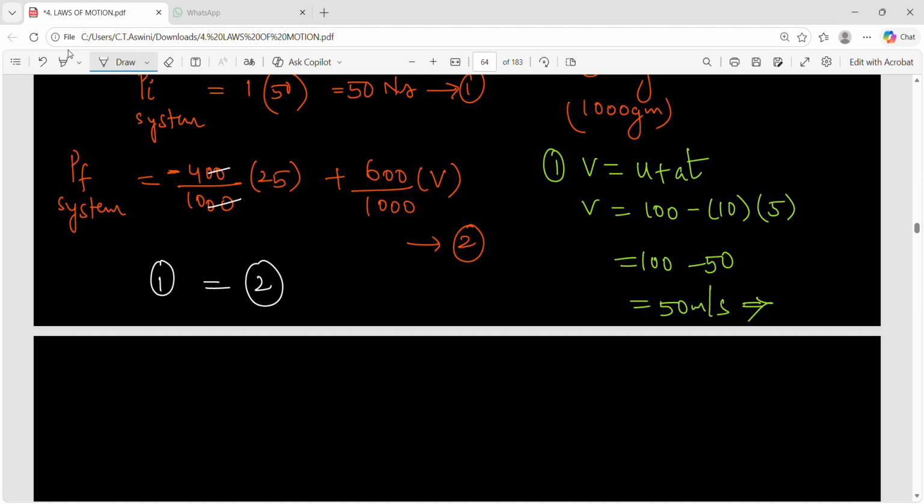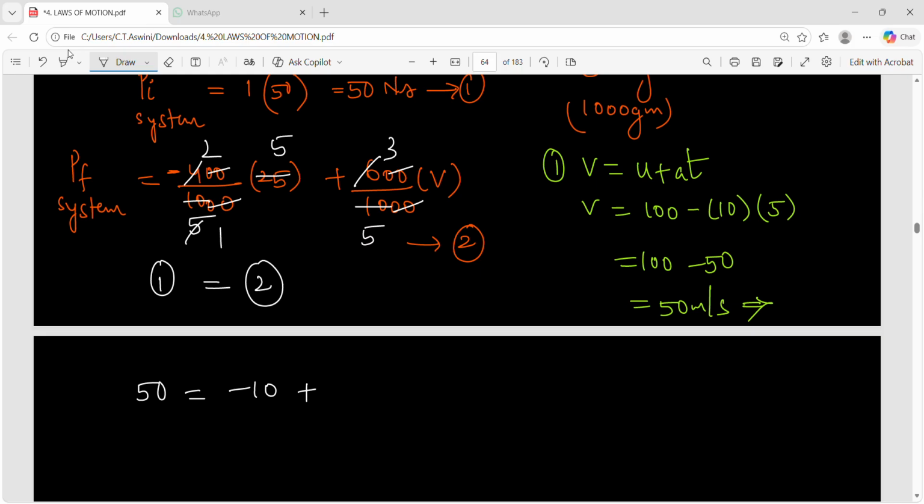Anything gets cancelled here. 2 zeros cancel. 2 3s 6, 2 5s 10. 2 2s 4, 2 5s 10. Okay. Now 5 1s, 5 5s 25. So initial momentum is 50 and final momentum, if you see 5 into 2, it's minus 10.